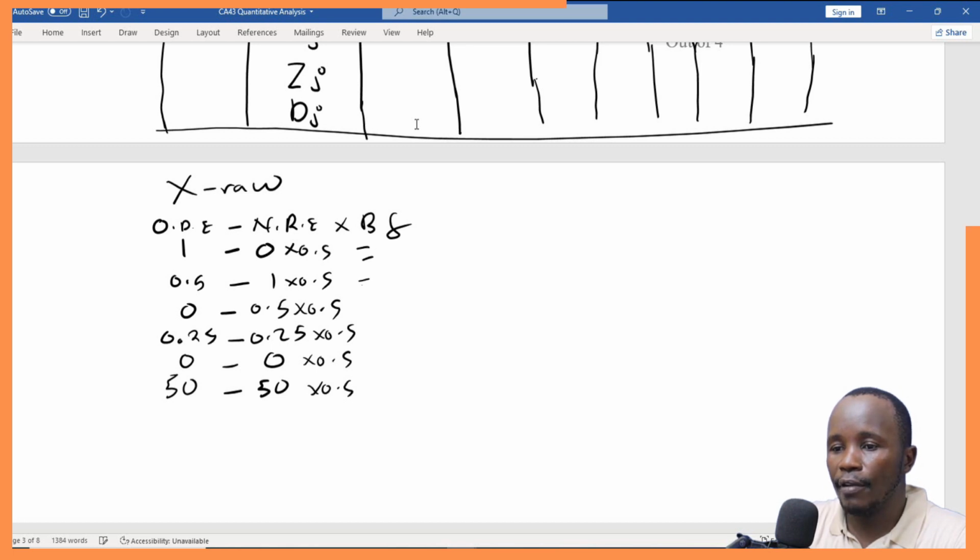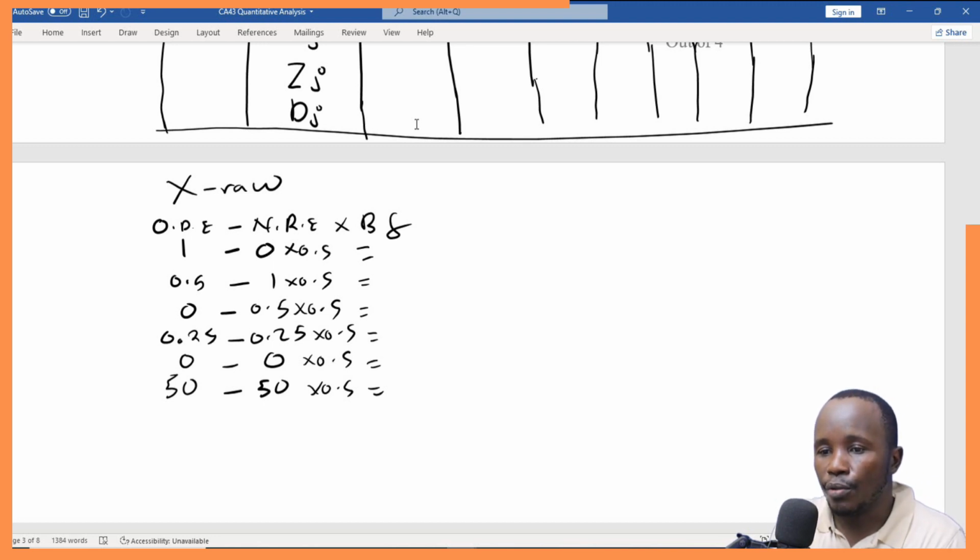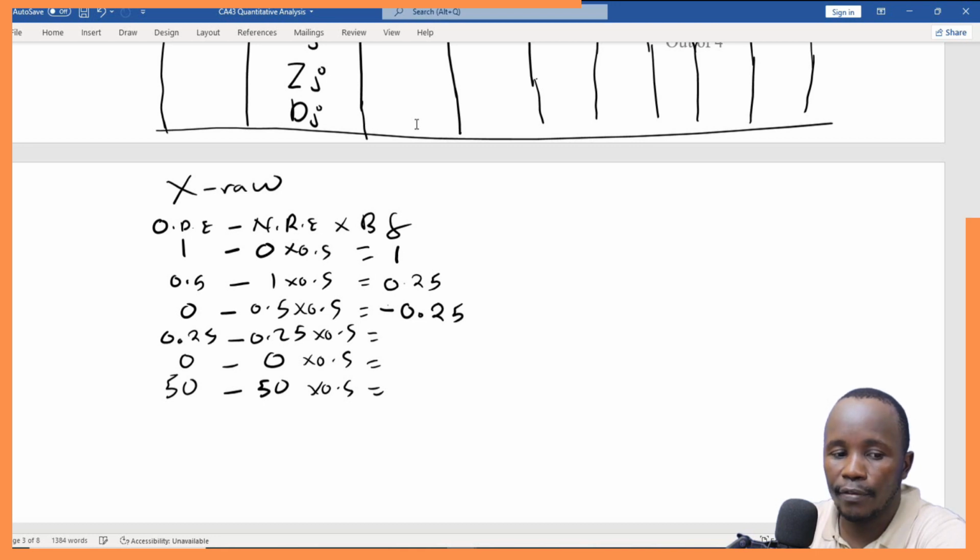Can we have the new elements for this row? 1 minus 0.5 times 0. This gives you 0 and therefore it is 1. 1 times this is 0.25, isn't it? 0.5 minus 0.25, you get 0.25. This is 0.5 times 0.5. This is negative 0.25.